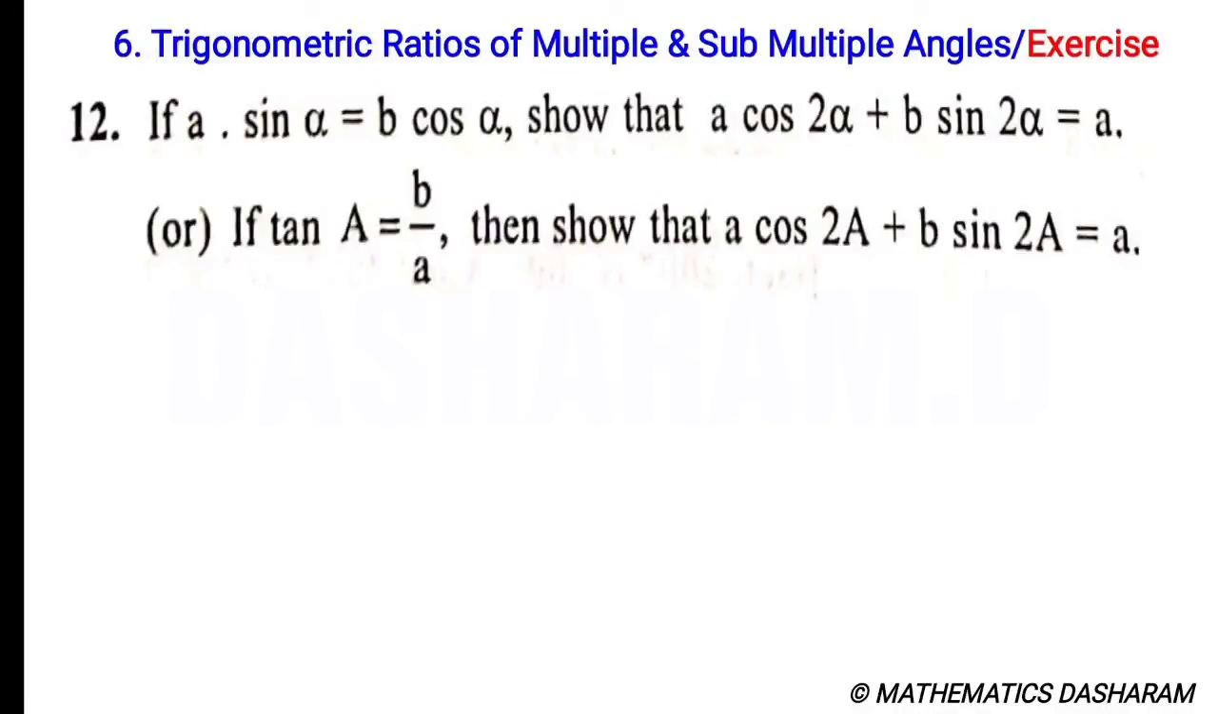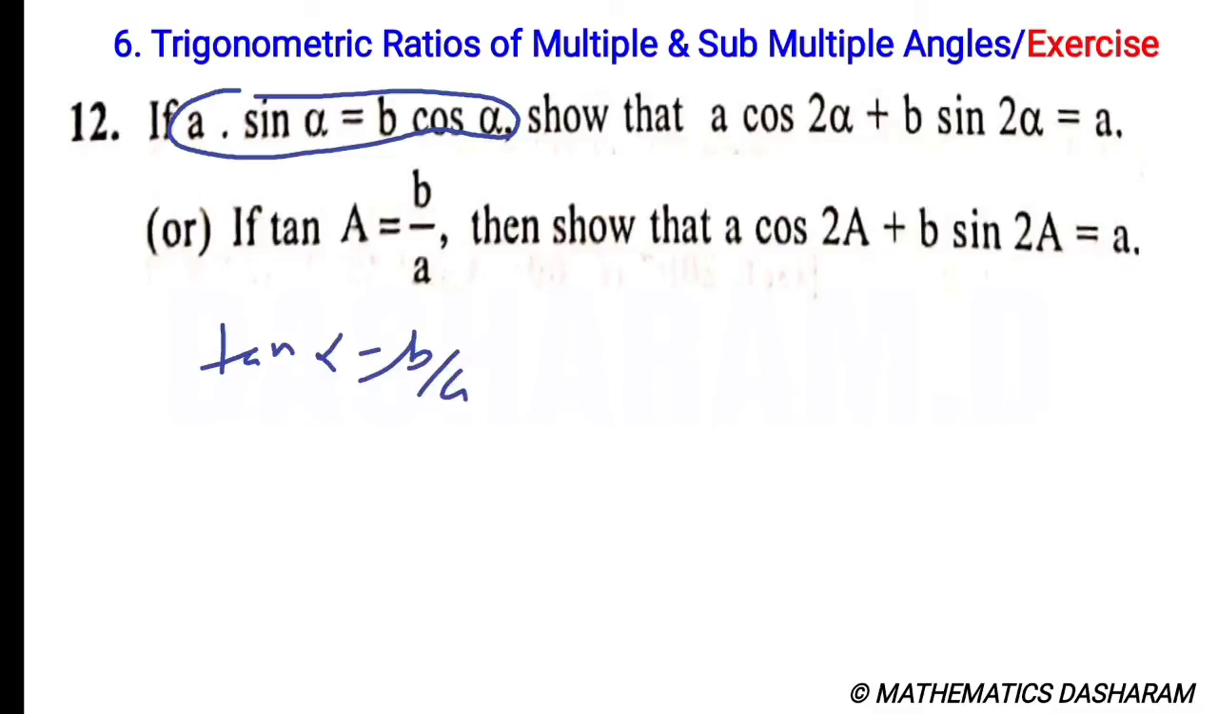Next, the same question asked in a different way. So here tan A equals b by a, then show that a cos 2A plus b sin 2A equals a. So what is the difference between the two questions? Here instead of alpha he took the capital A, and moreover we solved the 12th problem by taking tan alpha equals b by a, and here also the same value is given, but the angle is different. So here alpha, but here capital A. So the answer is the same as the 12th problem.